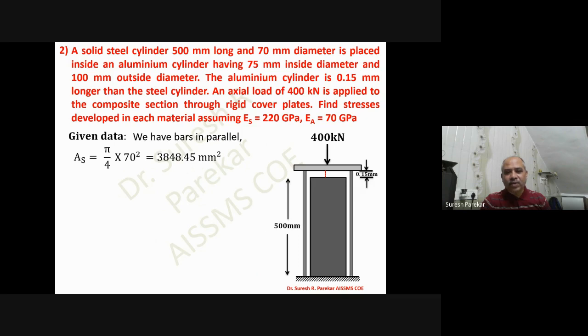So we have pi by 4 into 70 square. That will be my area of steel.